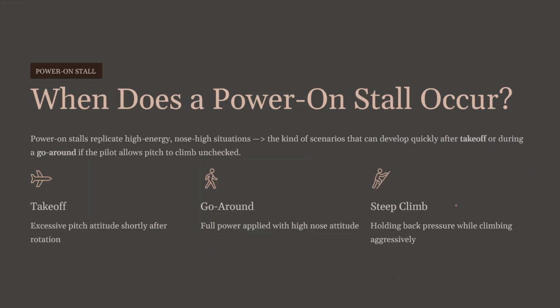Okay. So now let's start with the power on stall. This maneuver simulates situations like takeoff or go-around. In those situations, the airplane has high power and a high pitch attitude, which increases the angle of attack. If the pitch continues increasing too much, the wing can exceed the critical angle of attack and stall. Okay, that's what we are trying to simulate and learn to recover from.